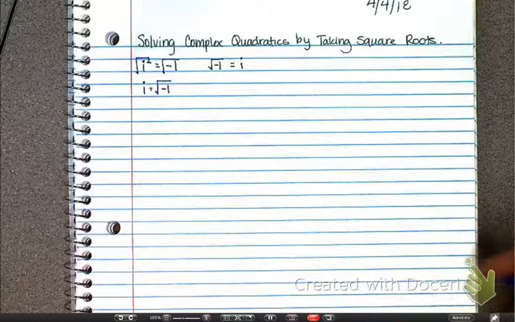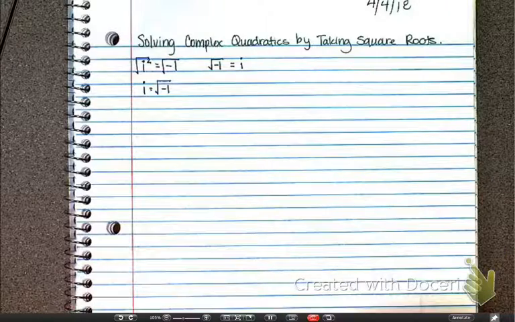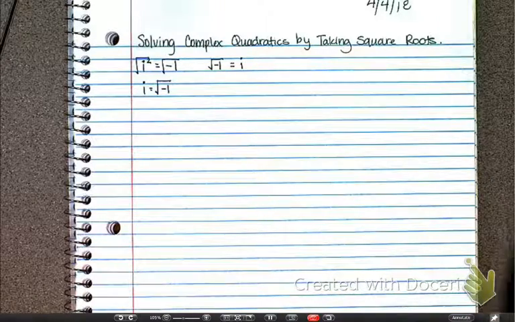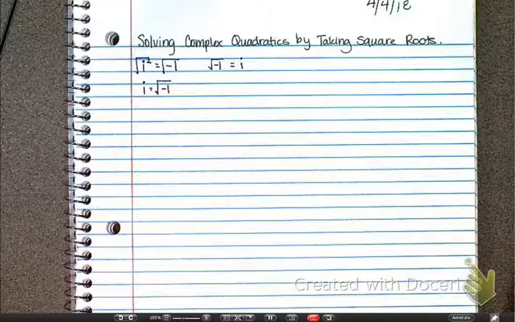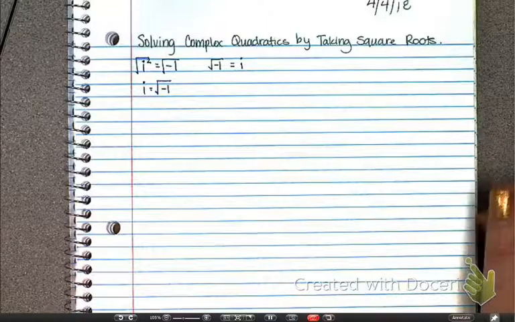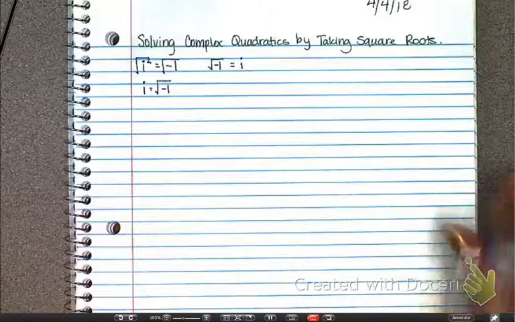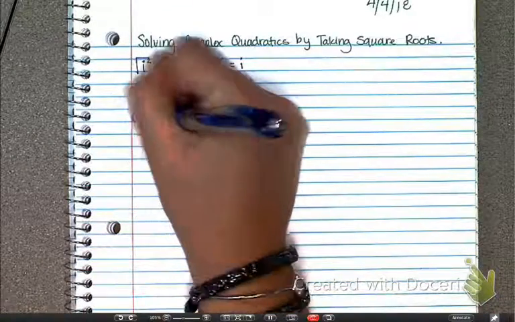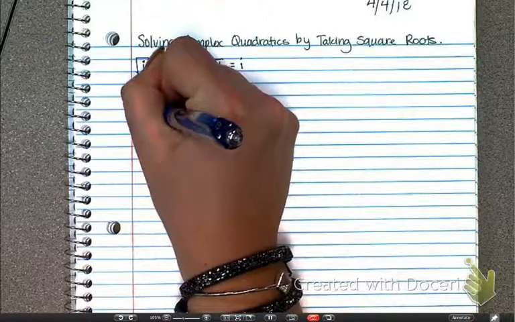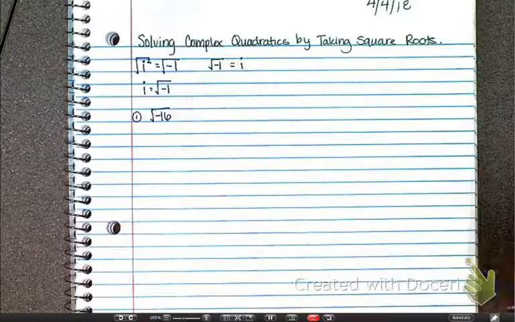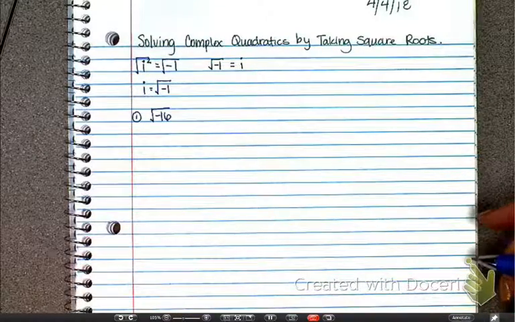i is imaginary. So up until today, you have been told that you cannot take square roots of negative numbers. Okay? Yes. That's about to change. So we're going to take the square root of -16.